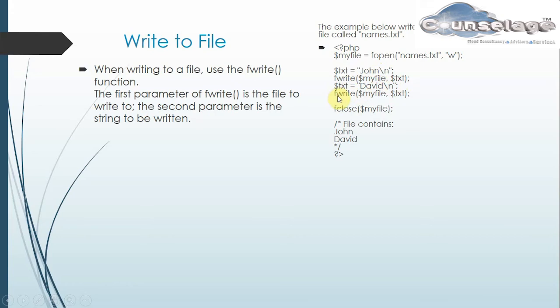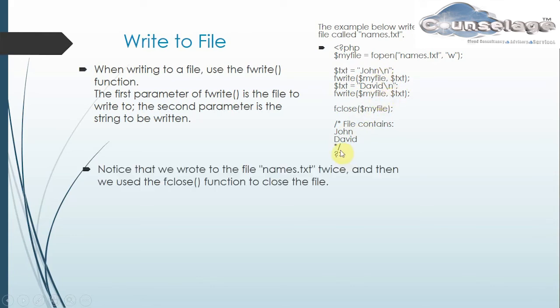So here fwrite writes into my file, which is open in write mode. Then close my file. So the file contains John and David, and close the PHP tag. Notice that we wrote to the file names.txt twice. See here, John and then David. And then we use the fclose function to close the file.